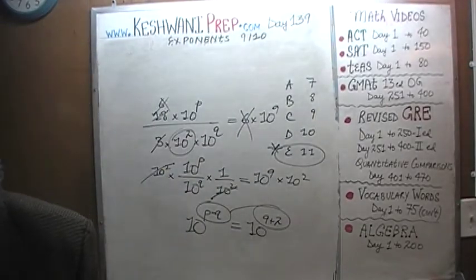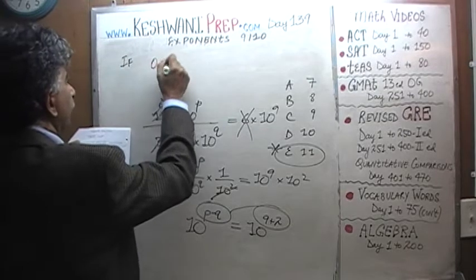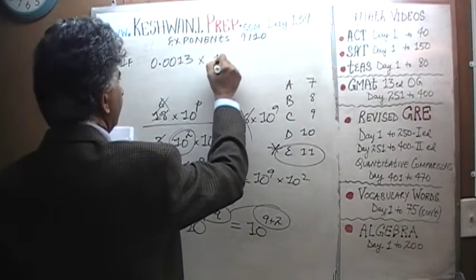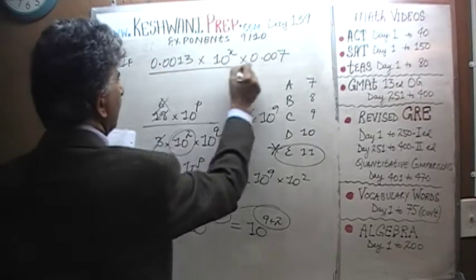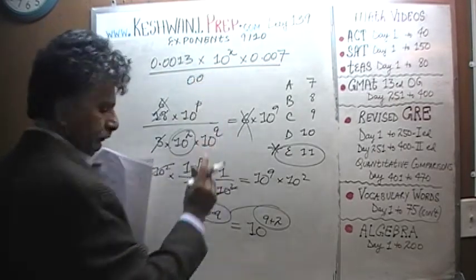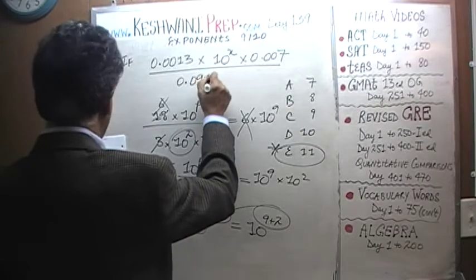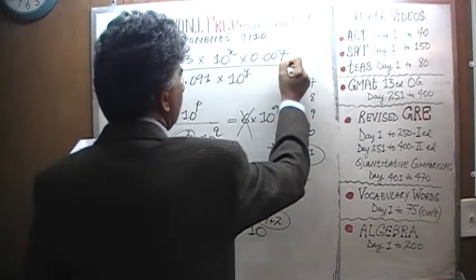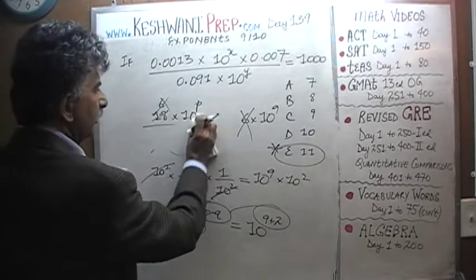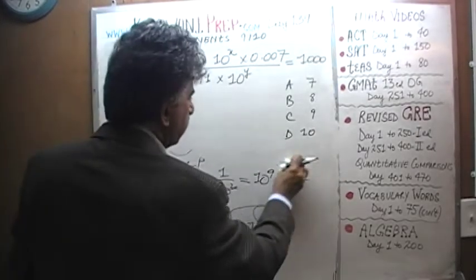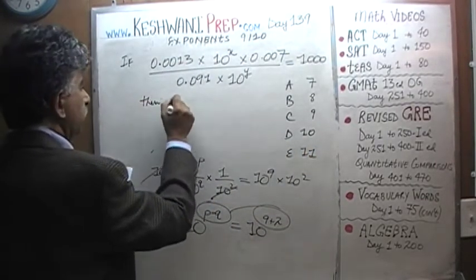Do it yourself first. We are told that if 0.0013 times 10 raised to x times 0.007 divided by 0.091 times 10 raised to y equals 1000, then the question is, how much is x minus y?